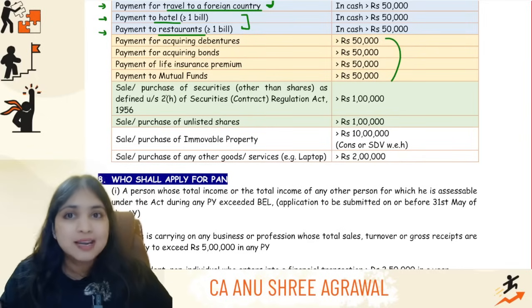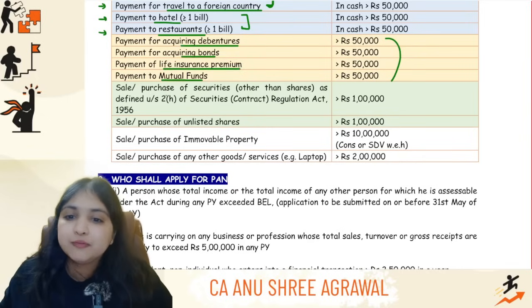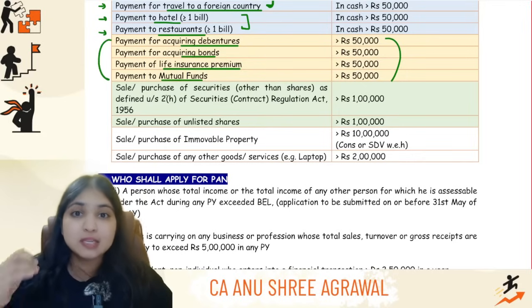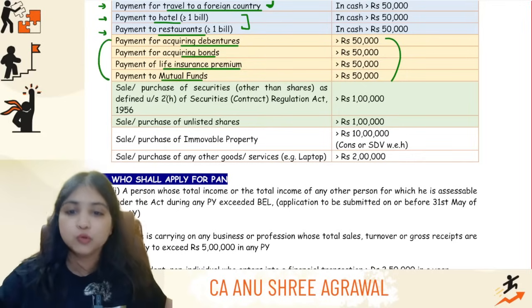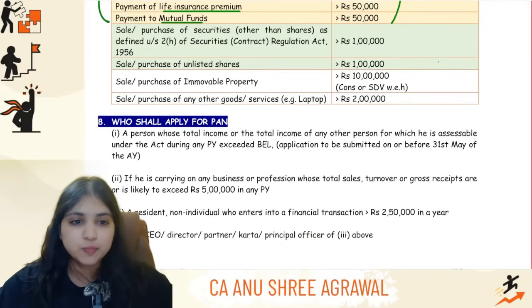4 transactions. Number 1, debentures. Number 2, bonds. Number 3, life insurance premium. And number 4, mutual funds. So in these 4 cases, if you're making payment of more than 50,000, you have to quote your PAN. Okay. Then we have 2 more points over here.